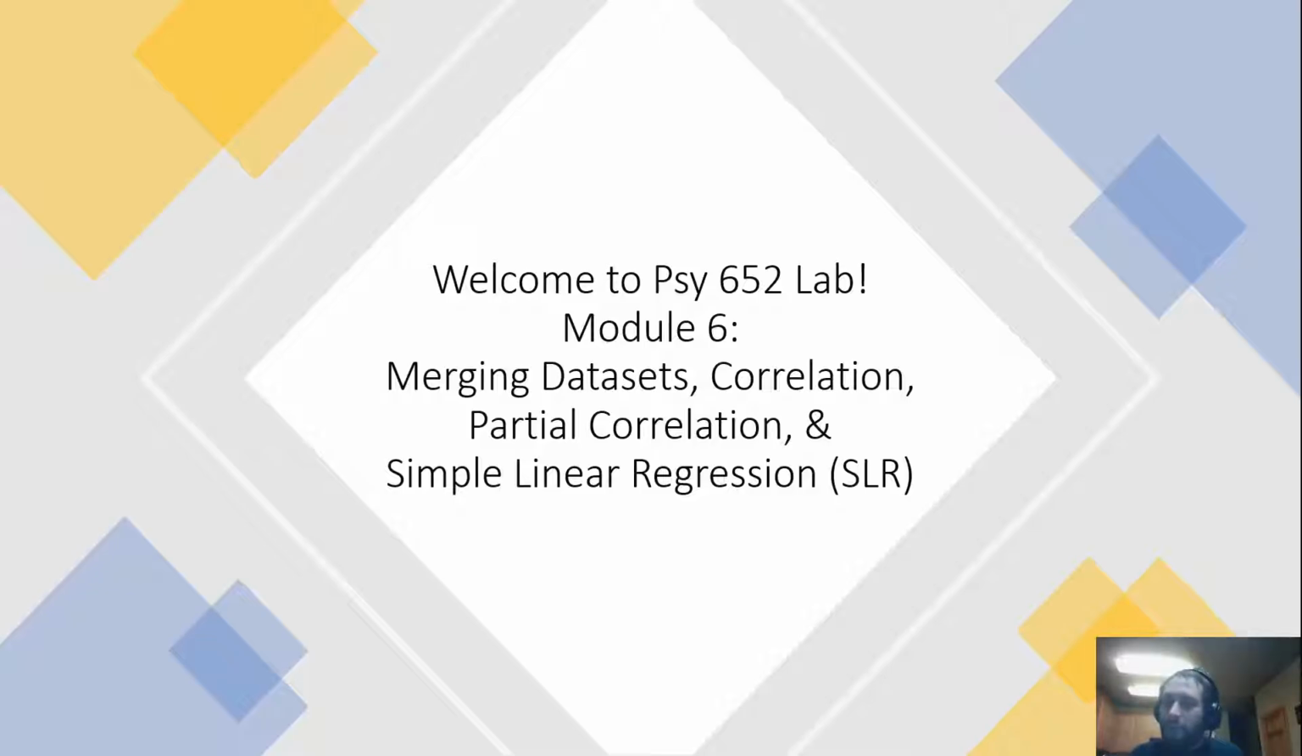Today, as you can tell just from the title, we got a lot to cover. So we're going to talk about merging data sets, we're going to be talking about correlations, we're going to be talking about partial and semi-partial correlations, and then we're going to dig into simple linear regression.